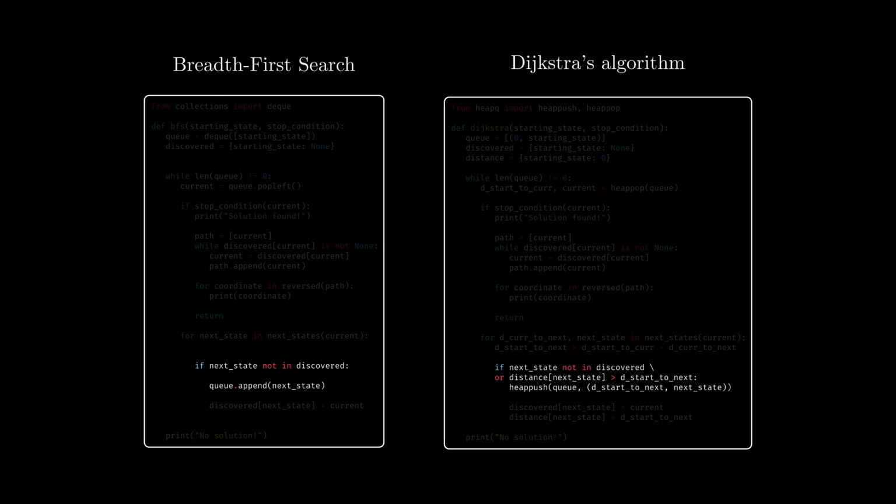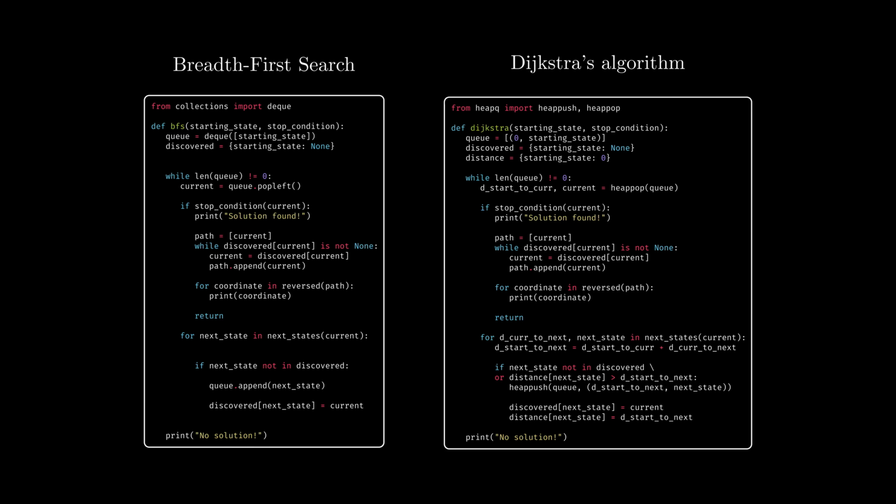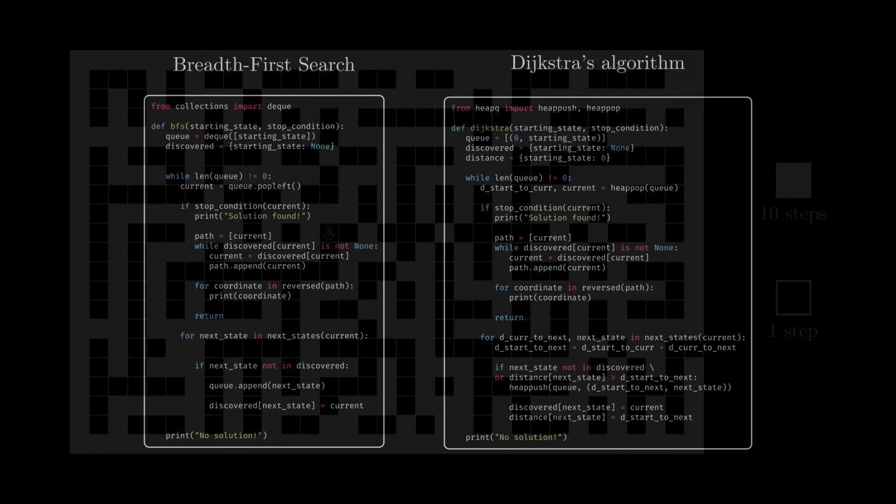A given state can be discovered by multiple states with different distances before it is finally explored, so we have to add it to the heap every time we find a way to get to it quicker. To do this, we track the distance to each state using a dictionary. There is a more efficient implementation that doesn't require adding it to the heap multiple times, but is beyond the scope of this video. Solving our crowded maze problem.